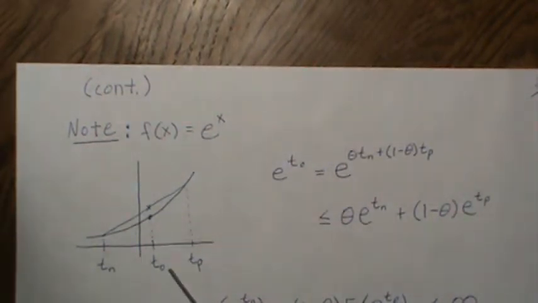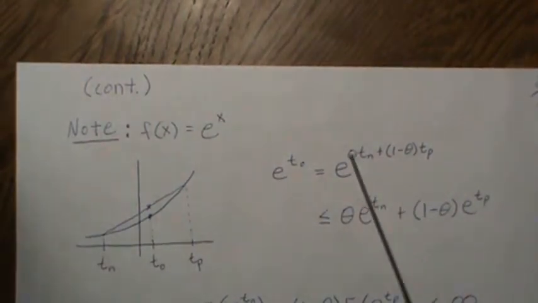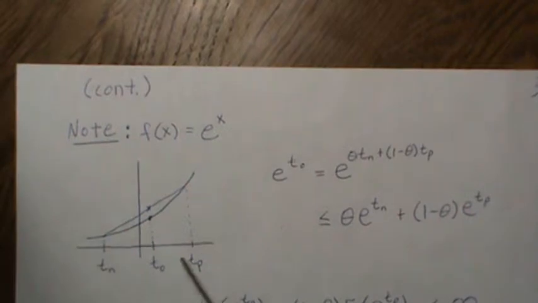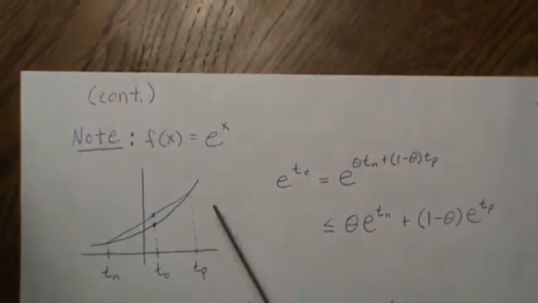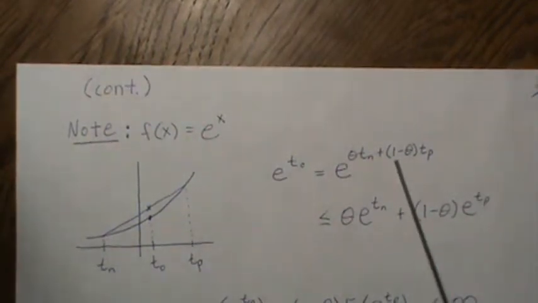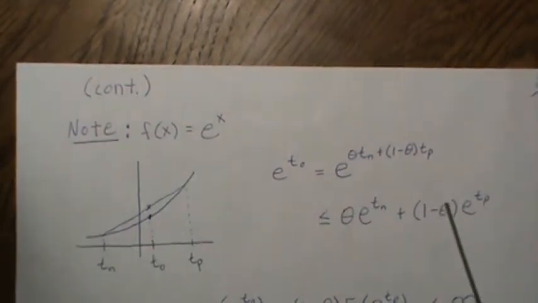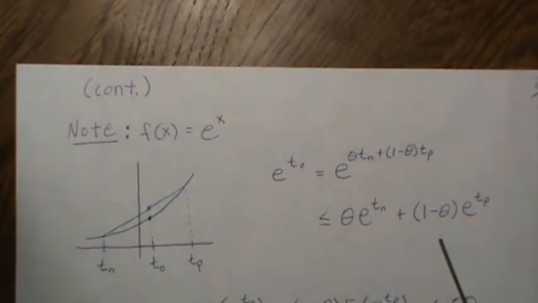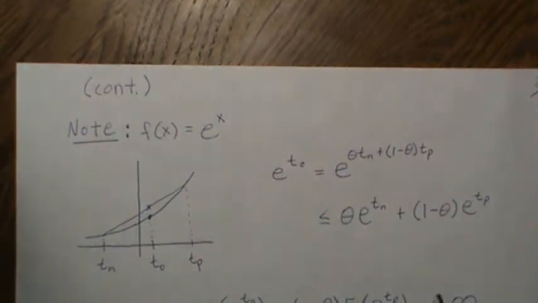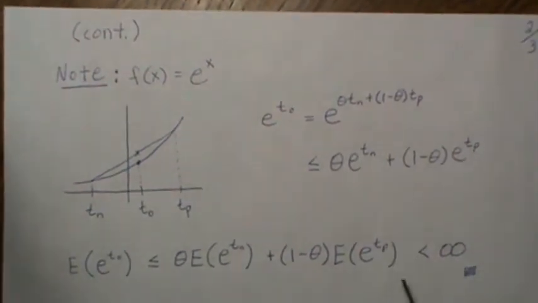So e^(t_0) is that lower point. And we said t_0 is a linear combination of the endpoints. But then we also said a linear combination of these points, which is e^(t_n) and e^(t_p), and if we use the same theta, then they're right above each other, and this is always bigger than that. I could give a more rigorous proof, but I think intuition goes quite a long way, and this is the intuition of what we're going to use in a second.